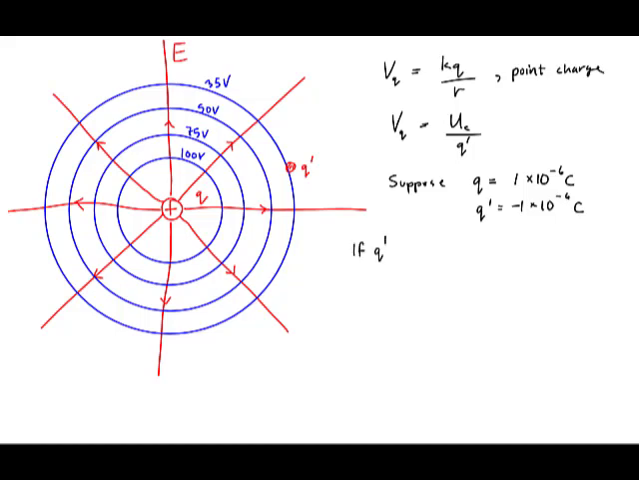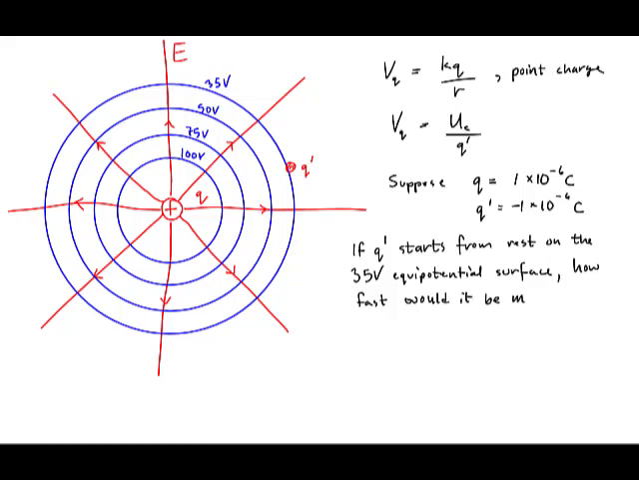Let's ask the question, if Q prime starts from rest on the 35 volt line, and really that's an equipotential surface in three-dimensional space, how fast would it be moving when it reaches the 75 volt surface?